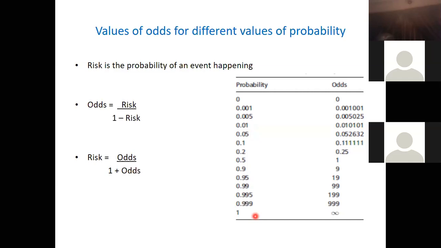Anything divided by 0 is infinity. So the odds range from 0 to infinity, while probability ranges from 0 to 1. That is the reason people that speculate prefer to use odds.